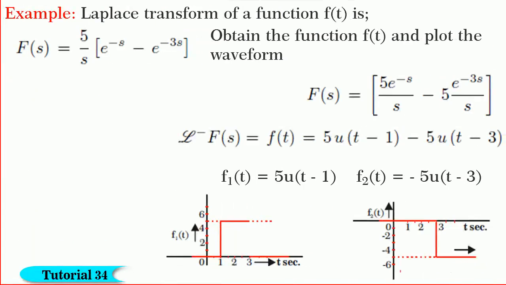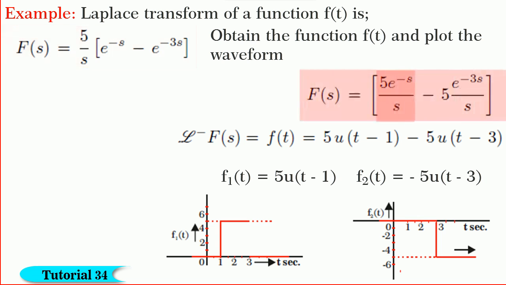Friends, finally, let us solve another example to find f of t given f of s is equal to 5 divided by s into bracket e to the power of minus s minus e to the power of minus 3s. Consider the equation. This equation can be written as f of s is equal to 5 e to the power of minus s divided by s minus 5 e to the power of minus 3s by s.